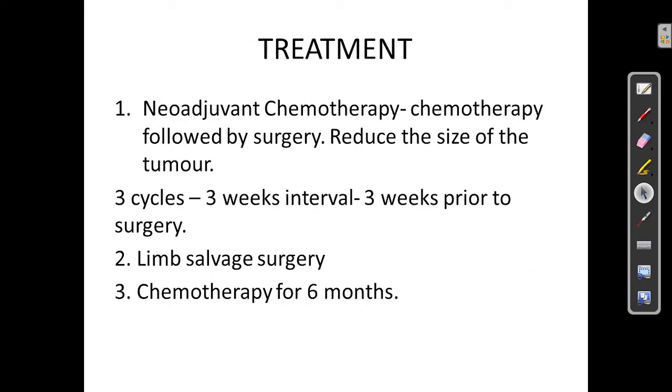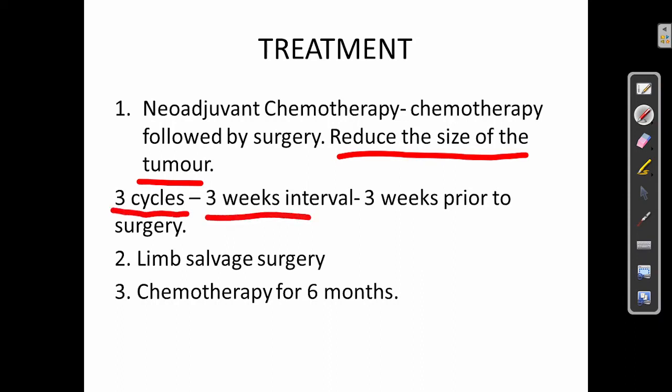Treatment. Treatment is neoadjuvant chemotherapy, that is chemotherapy which is followed by surgery. It reduces the size of the tumor. Then at what time do we give it? We give it in 3 cycles, at 3 weeks interval and 3 weeks prior to surgery. The surgery we do is limb salvage surgery, and chemotherapy for 6 months is continued.